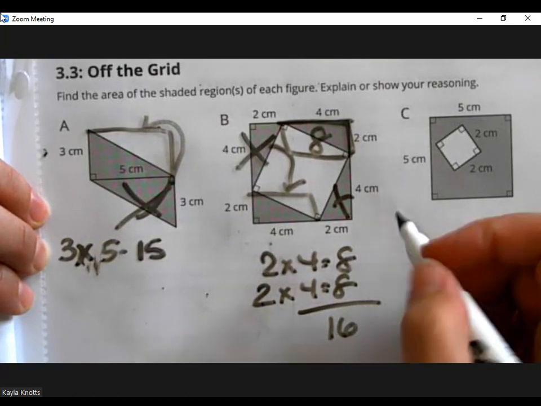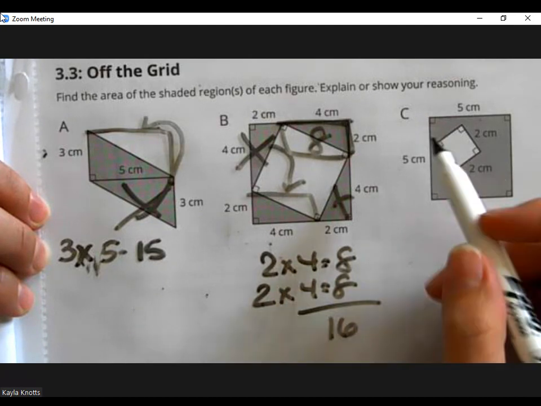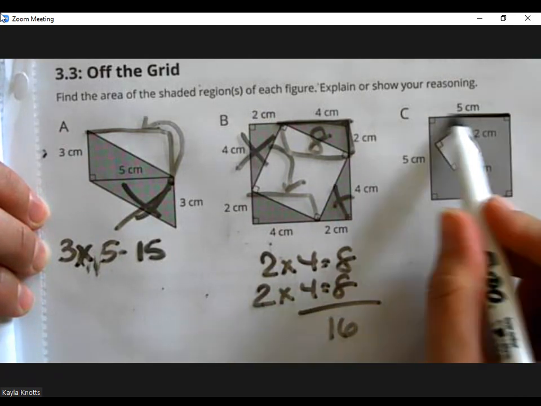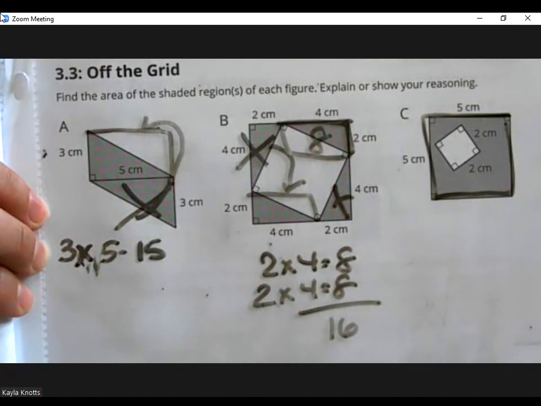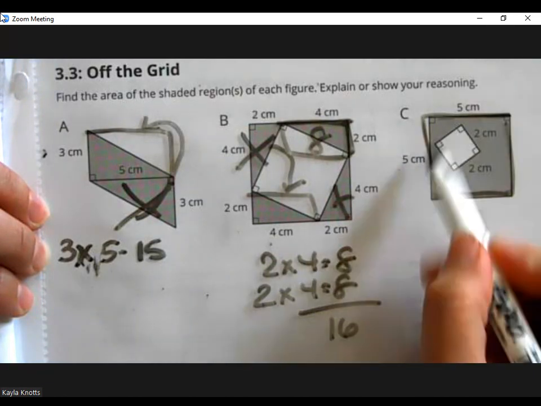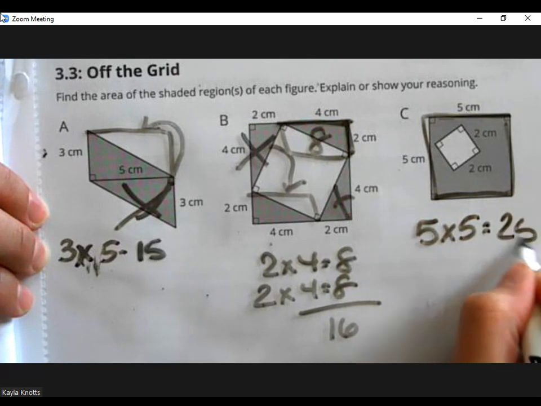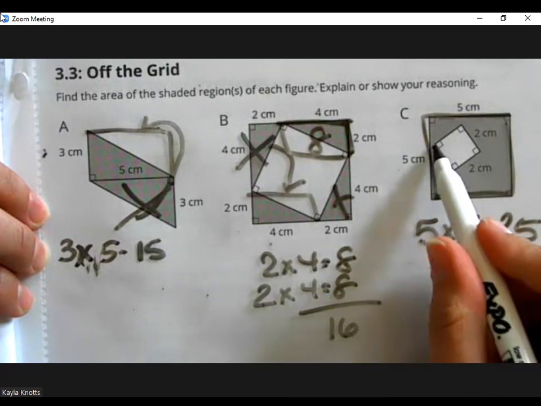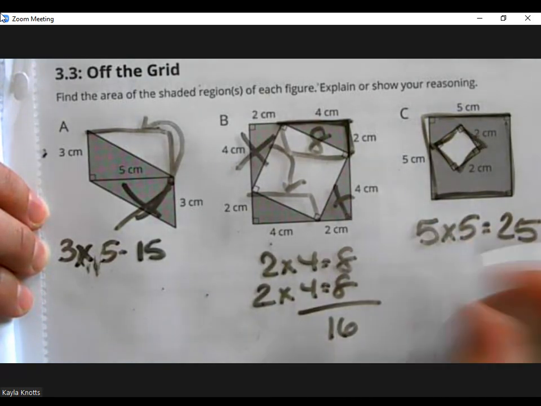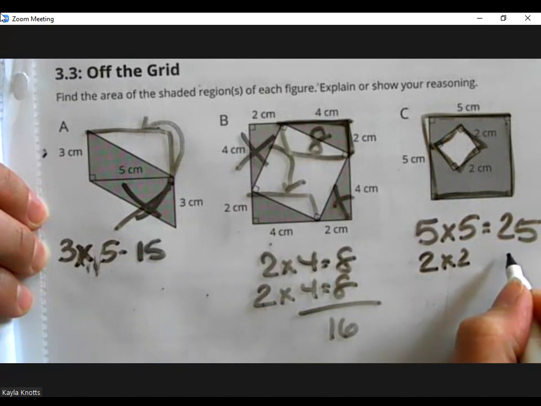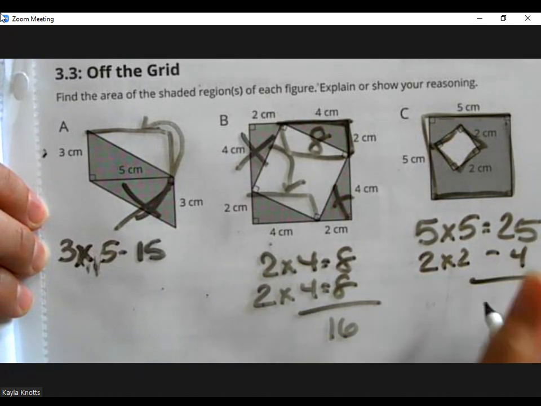Finally, last one is just like the first one we did. I'm going to find the area of my big rectangle, or my big square, excuse me, which has a length of 5 and a width of 5. 5 times 5 is 25. Now I'm going to find the area of my small square, 2 by 2. 2 times 2 is 4, and I will subtract them, and I will get 21.